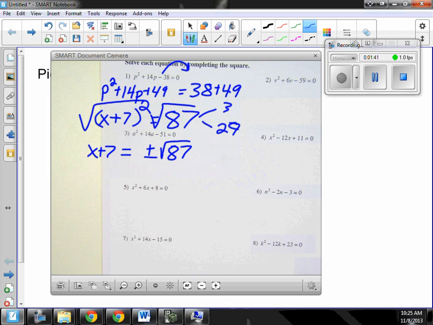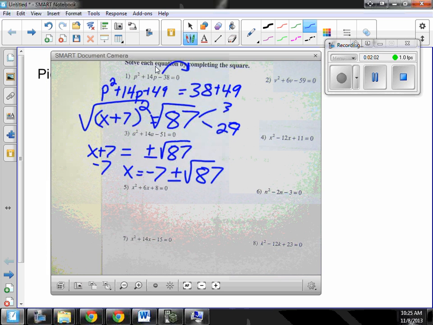Now I subtract 7. Can the 7 and the root 87 mix? No, so the answer is just negative 7 plus or minus the square root of 87. Okay.